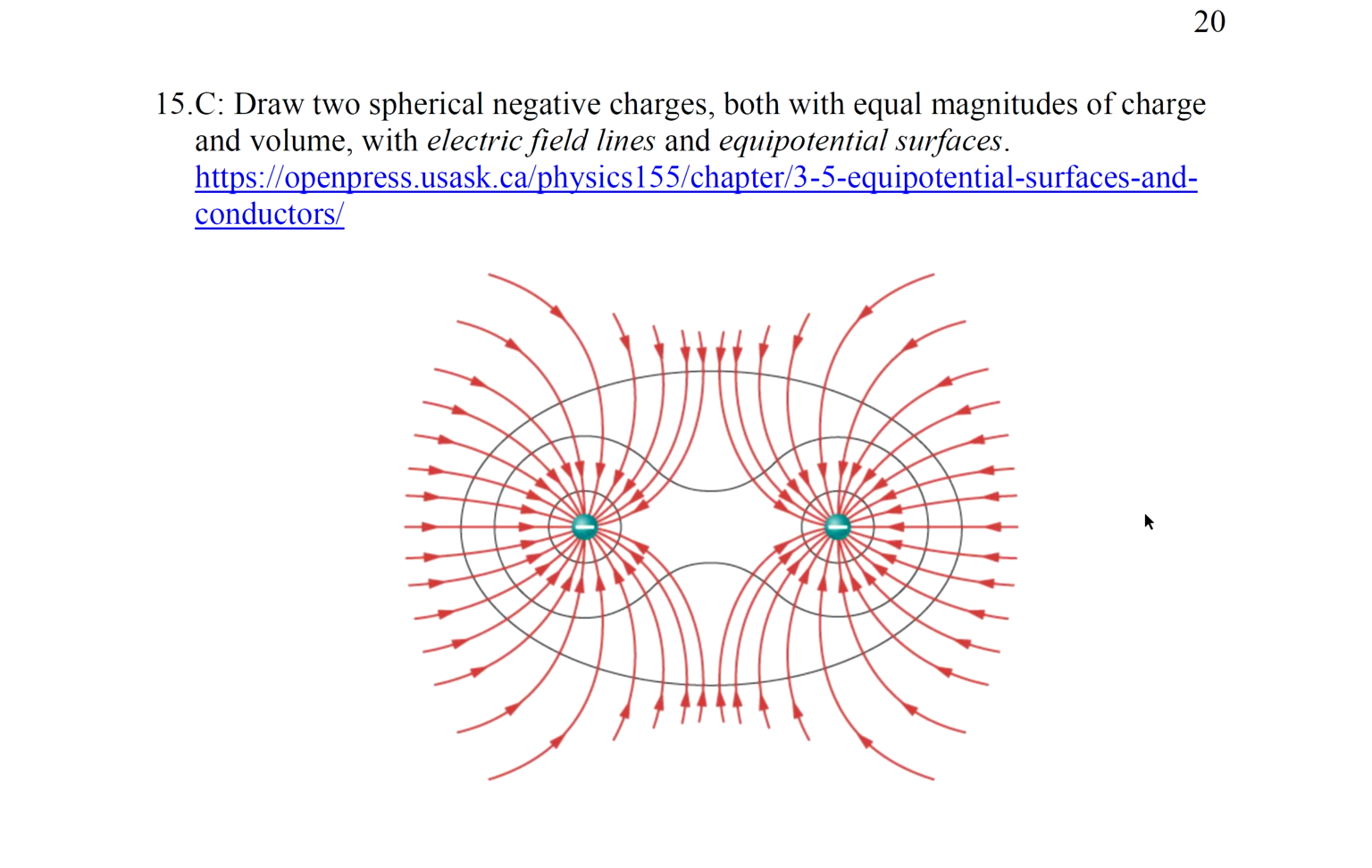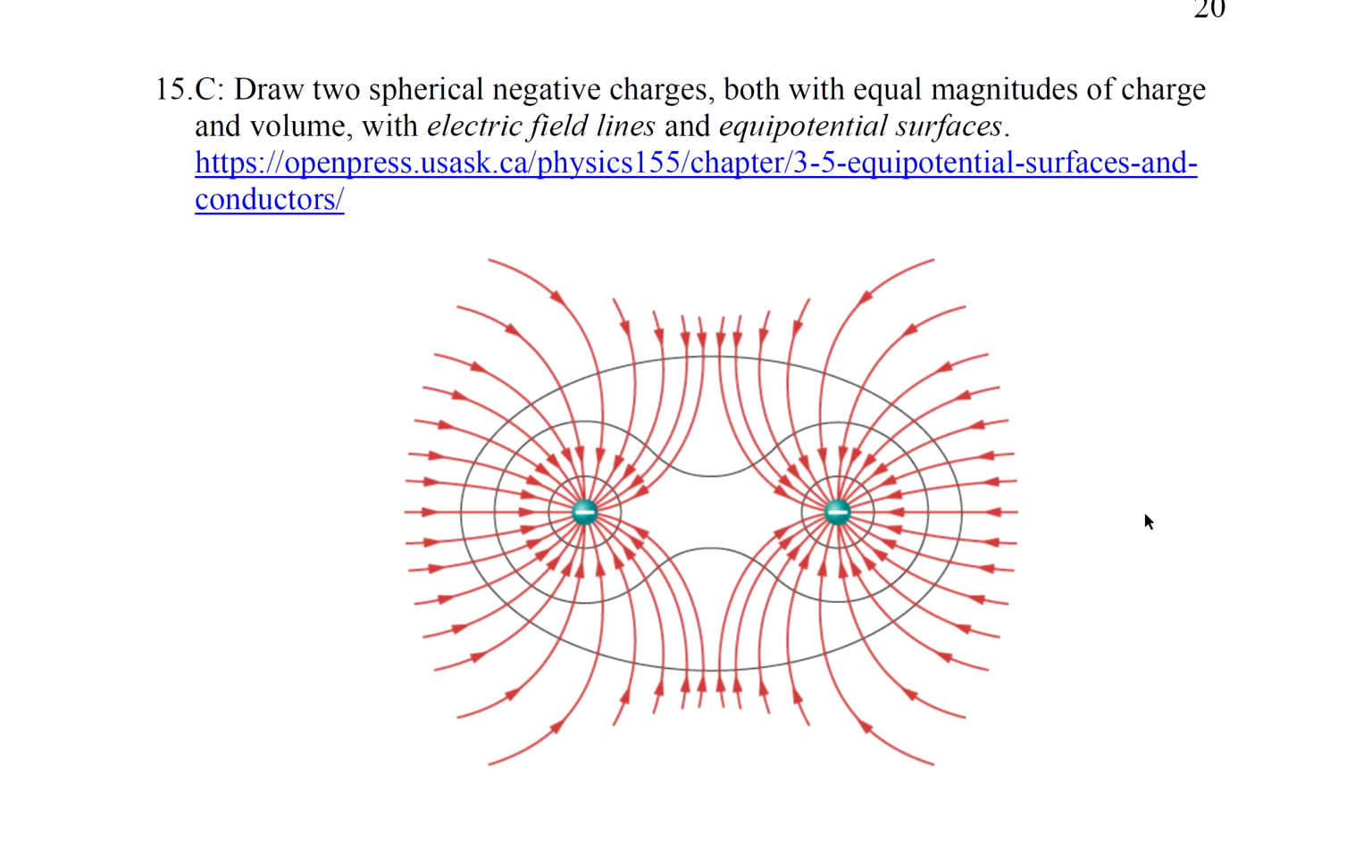Question 15, draw two spherical negative charges, both with equal magnitudes of charge and volume, with electric field lines and equipotential surfaces. So here you go. The electric field lines, which are red, tell us the direction a positively charged object will move. And those closed loops are the equipotential surfaces, which are perpendicular to the electric field lines.